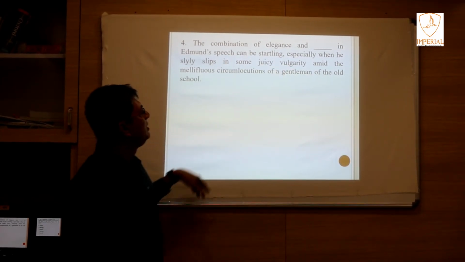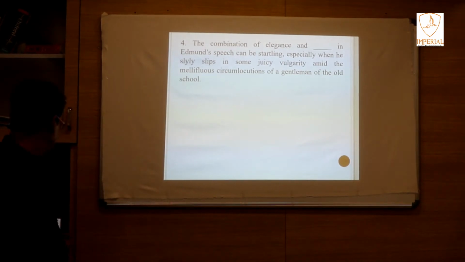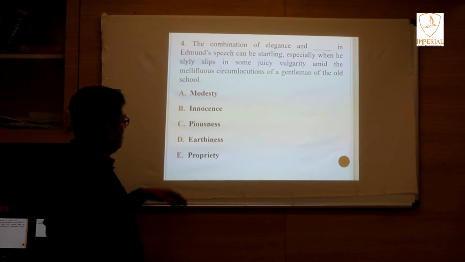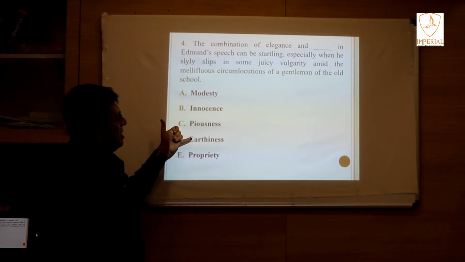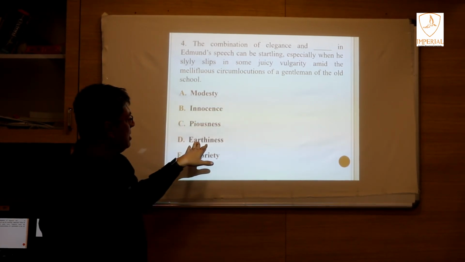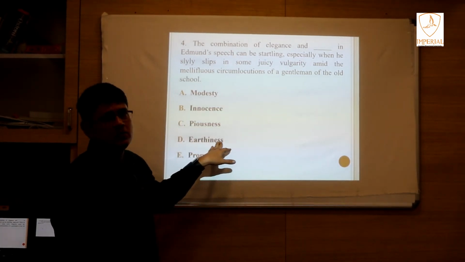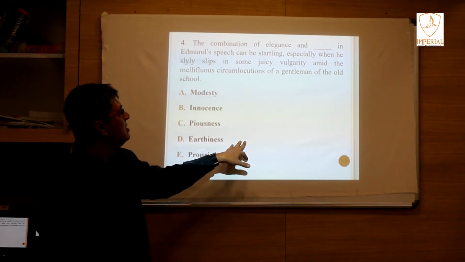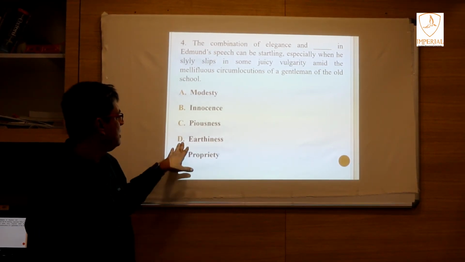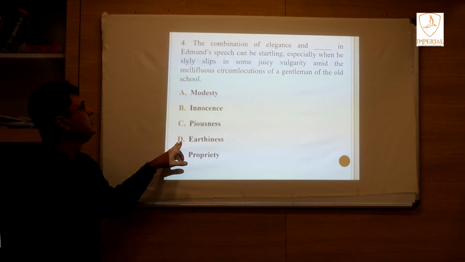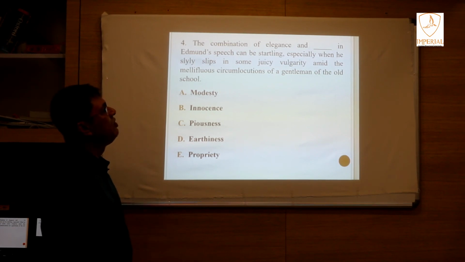So we'll go looking at the options where we're looking at very simply vulgarity. Now, the answer is earthiness, which relates to vulgarity. Another word for earthiness would be raciness, R-A-C-I-N-E-S-S. So the answer therefore is D, which is earthiness. That brings us to the end of the explanation for the fourth question.